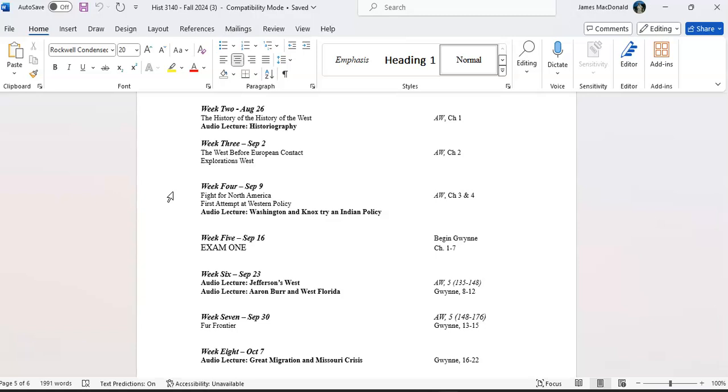Week 4, we've got something about President Washington, a little known and underappreciated element of his presidency: that he tried to put together a significant Indian policy for the infant United States, one that utterly failed, but one that he thought would be tied to his legacy and that of the founders.